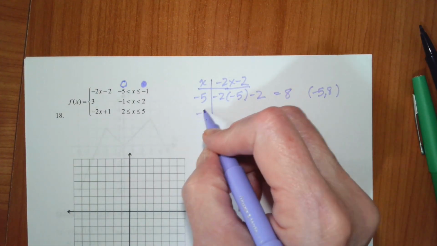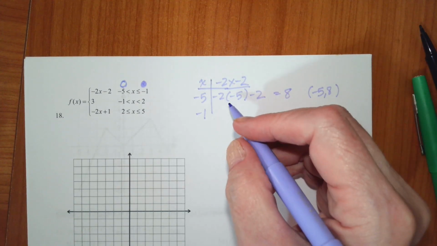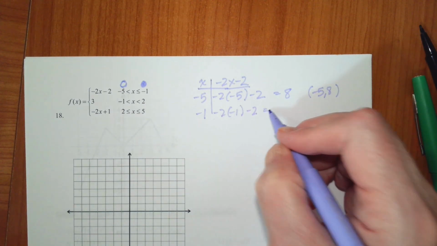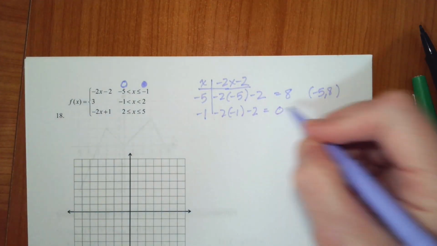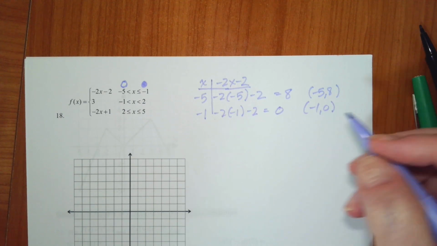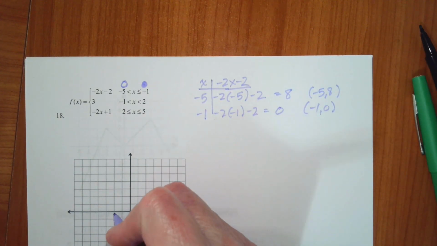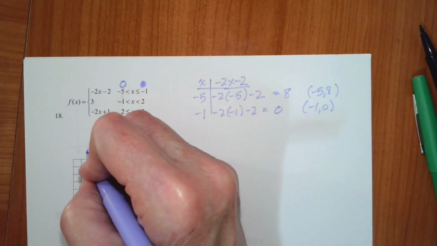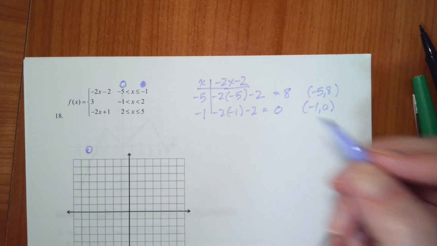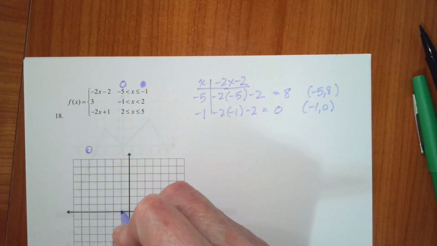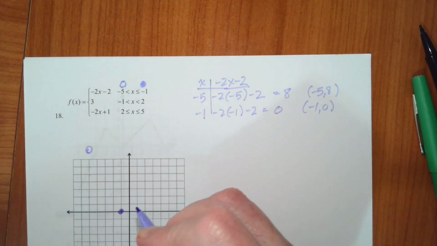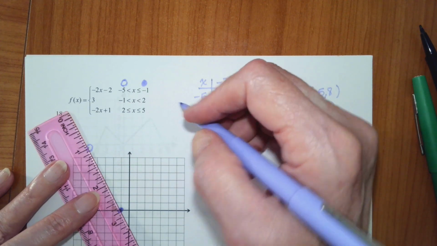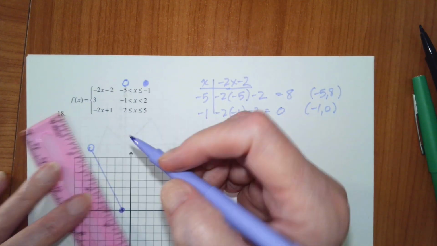And at negative 1, I have negative 2 times negative 1 minus 2, which is 0, so negative 1, 0. So negative 5, then up 1, 2, 3, 4, 5, 6, 7, 8. So it's up here. It goes off the graph a little bit. Open circle, and then negative 1, 0. Now notice on this one, I didn't draw the lines because it's helpful to me, but it doesn't necessarily help you.